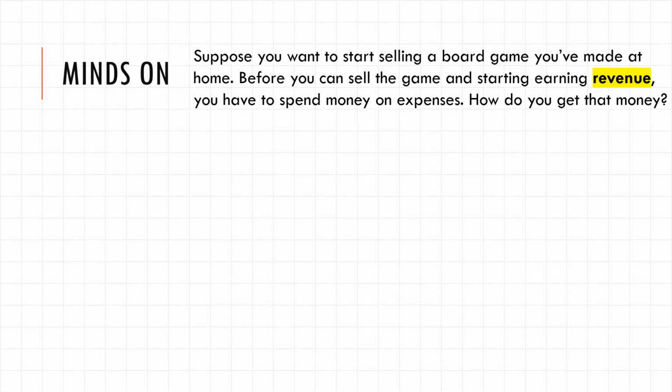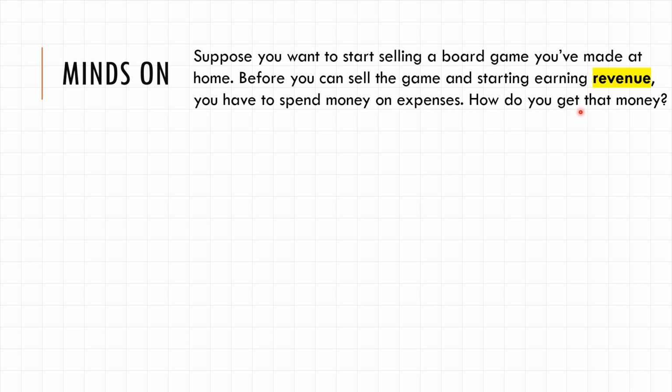Suppose that you want to start selling a board game that you've made at home. Before you can actually sell this game and start earning revenue, the money that you earn by selling products, you actually have to spend money on expenses. So before you can sell anything, of course, you need to buy some things. You need to buy the boxes. You need to print them out. You need to create the pieces and print out the rule books or whatever have you. Whenever you're selling products, the first thing you have to do is spend expenses.